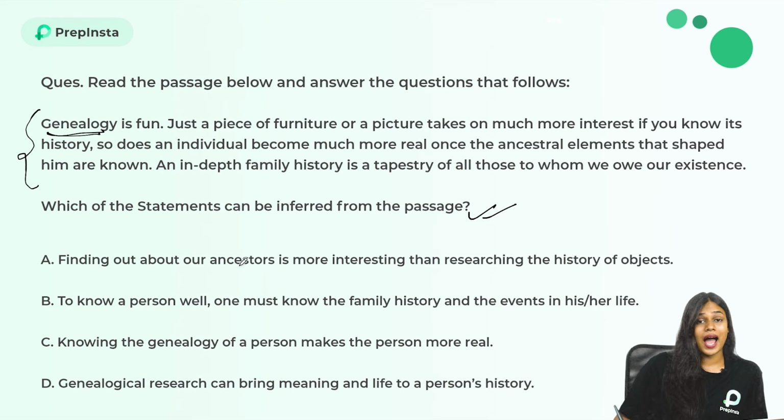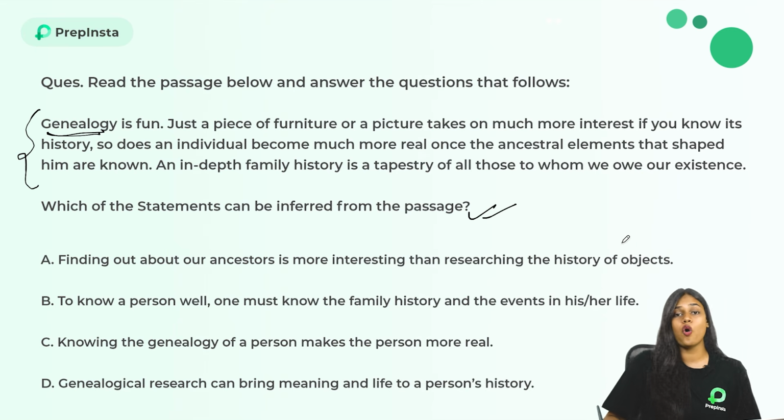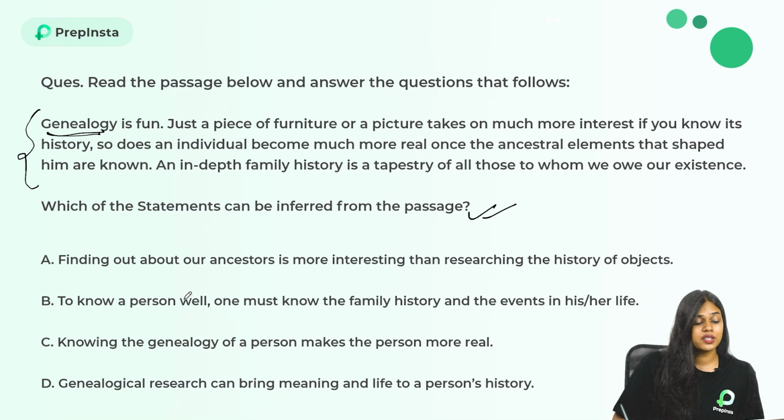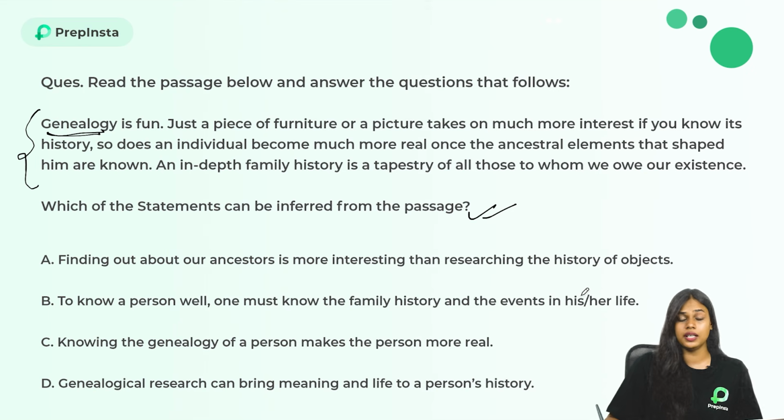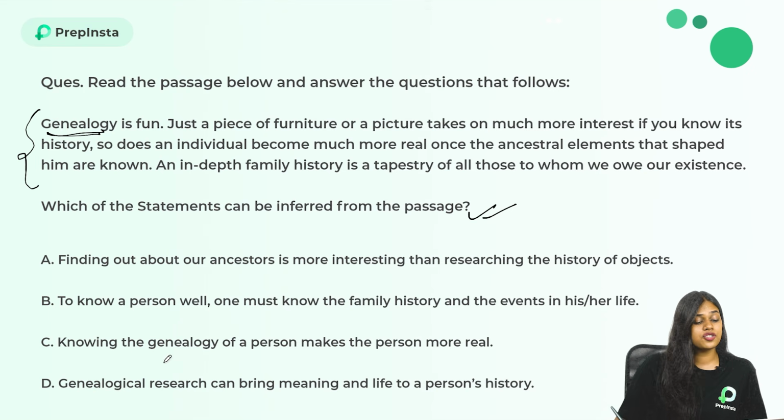Finding out about our ancestors is more interesting than researching the history of objects. To know a person well, one must know the family history and the events in his or her life. Knowing the genealogy of a person makes the person more real. Genealogical research can bring meaning and life to a person's history. Now, let's talk about these options one by one.